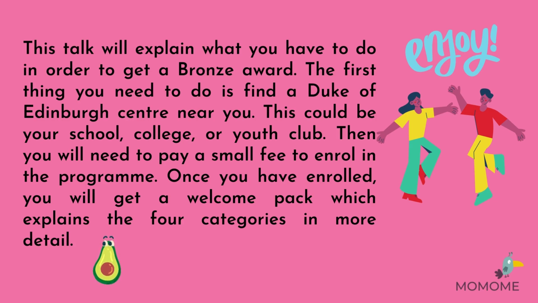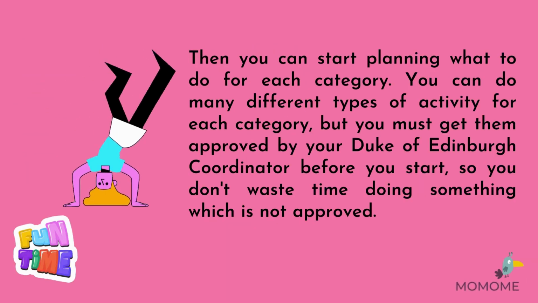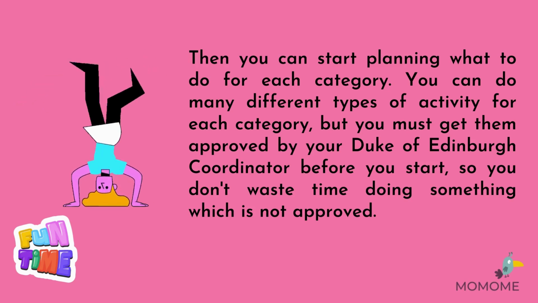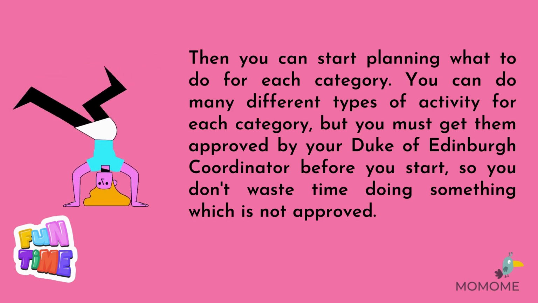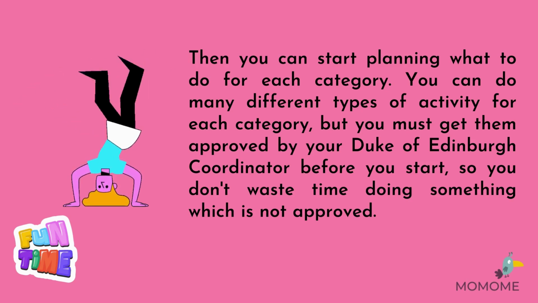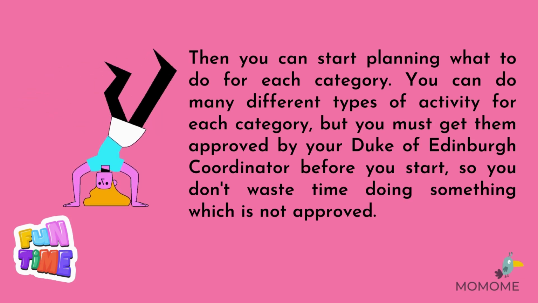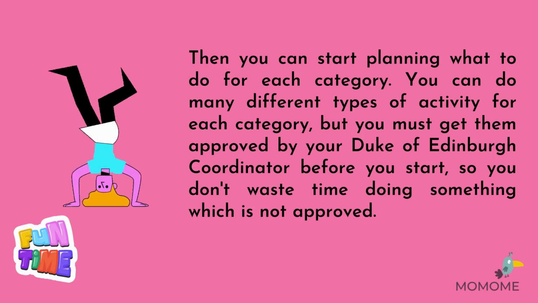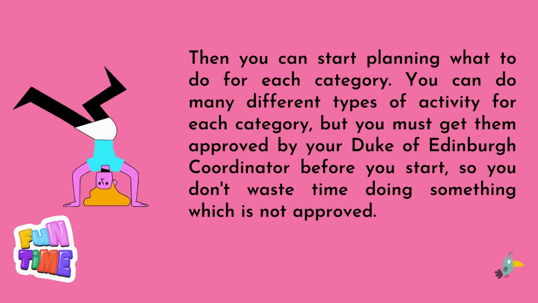Once you've enrolled, you will get a welcome pack, which explains the 4 categories in more detail. Then you can start planning what to do for each category. You can do many different types of activity for each category, but you must get them approved by your Duke of Edinburgh coordinator before you start, so you don't waste time doing something which is not approved.